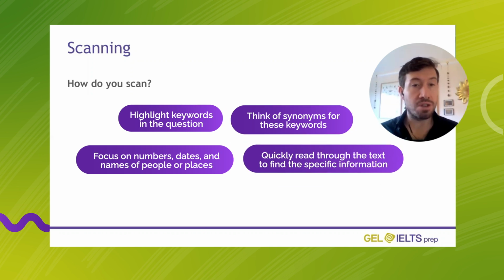Then you read through the text to find the specific piece of information. So first you need to highlight the keywords and synonyms to know what you're looking for, and then you quickly read the text to find that information.